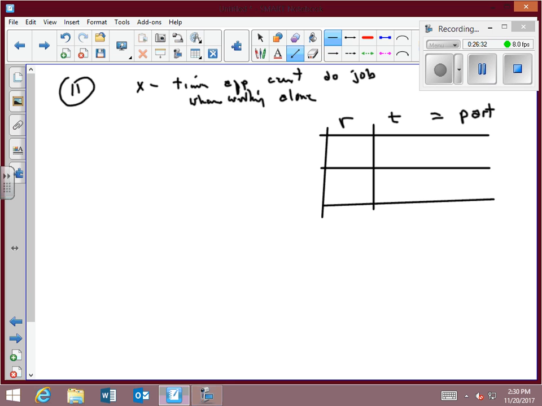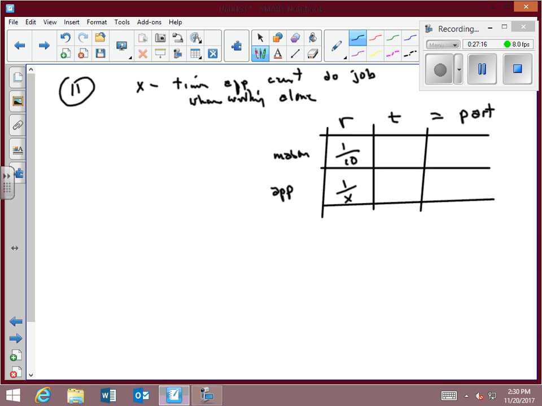That could get annoying after a while, couldn't it? So this is the mason, and this is the apprentice. So is there a rate for the mason? It says the mason can construct the retaining wall in 10 hours. 1 over 10, right? What would be the rate for the apprentice? He can do it in x hours, so his rate would be 1 over x, right?